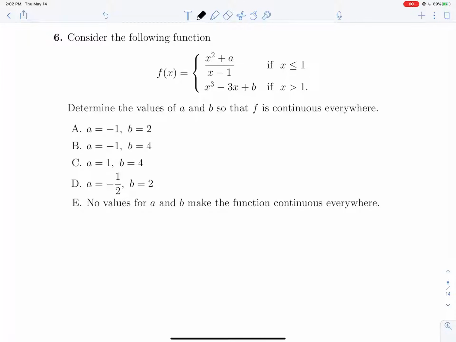Okay, so what are we dealing with here? We're dealing with a piecewise function, where when x is less than or equal to 1, it's equal to this thing, and when x is greater than 1, it's equal to this thing.